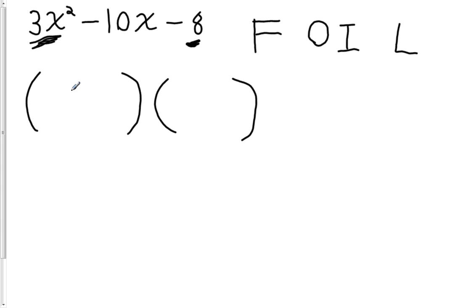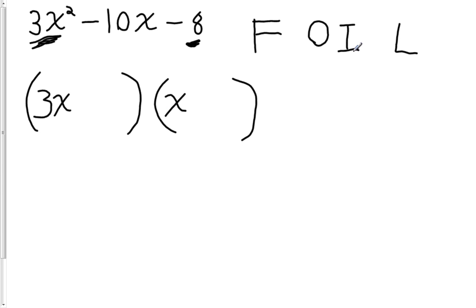So the first term in the trinomial comes from multiplying the first two terms in the binomials. So in order to get 3x squared, I need a term that has a factor of x in each of my binomials. So in order to get 3x squared, the first binomial would have to have 3x as one of its terms, and the second binomial would have to have x. And that's because 3 is a prime number, and the only way of getting 3 is multiplying 3 by 1. So therefore, I can fix these two terms, 3x and x.